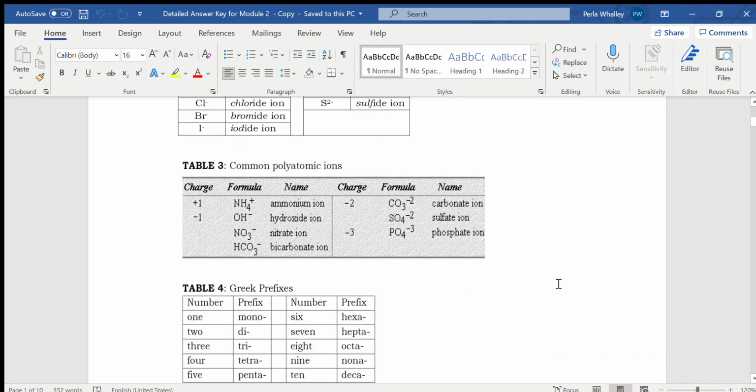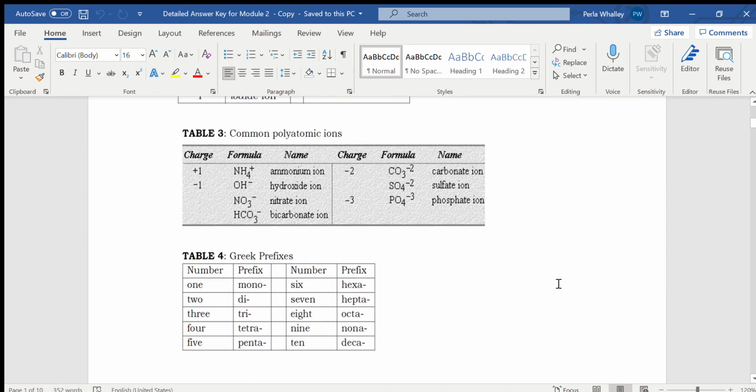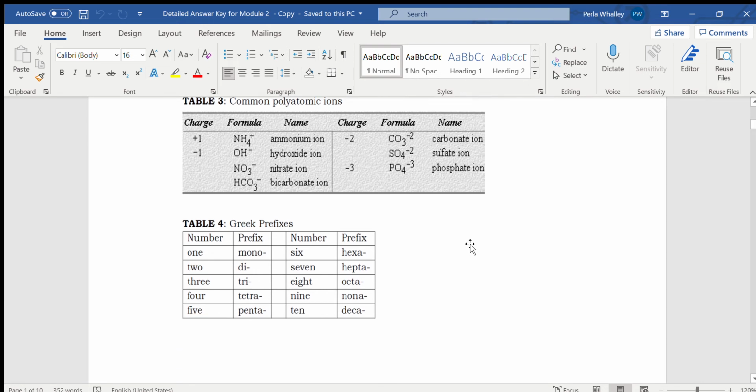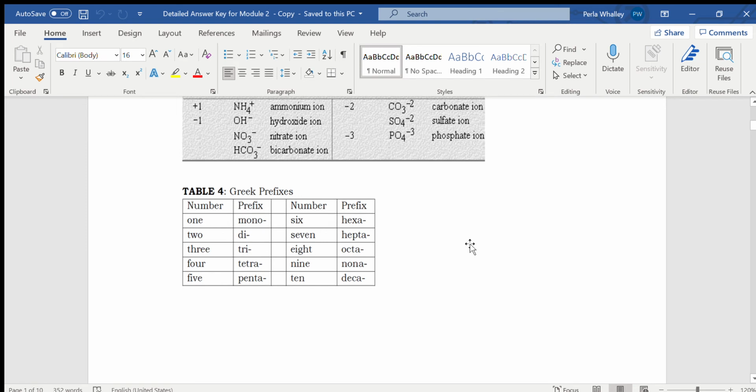And then we have the table for common polyatomic ions. There are only 7 here. There are a lot of polyatomic ions. I would love you to know more about polyatomic ions. Then we have the Greek prefixes. We have the mono, the di, the tri, tetra, penta, hexa, hepta, octa, nona, deca. You are very familiar with this.